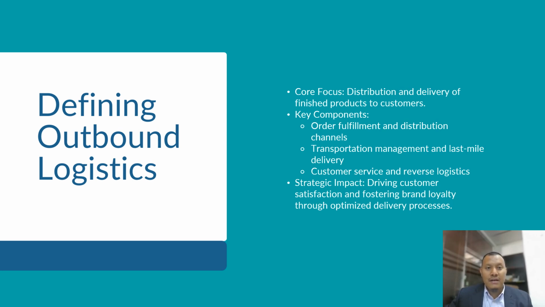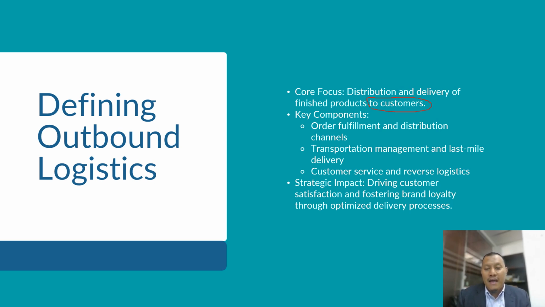Number two, we talk about outbound logistics. Outbound logistics is about distribution and delivery of finished products to customers. This is the keyword for outbound logistics. Before this, we talked about inbound logistics, meaning receiving the material from the supplier to us, and then we do some value-added process. Once the product is finished, we send it to our customer. This is what outbound logistics is all about: the distribution and delivery of our finished product to the customer.